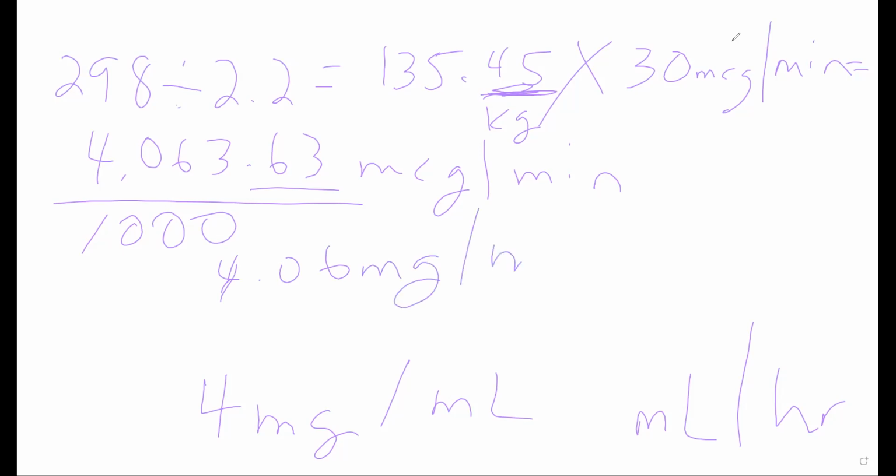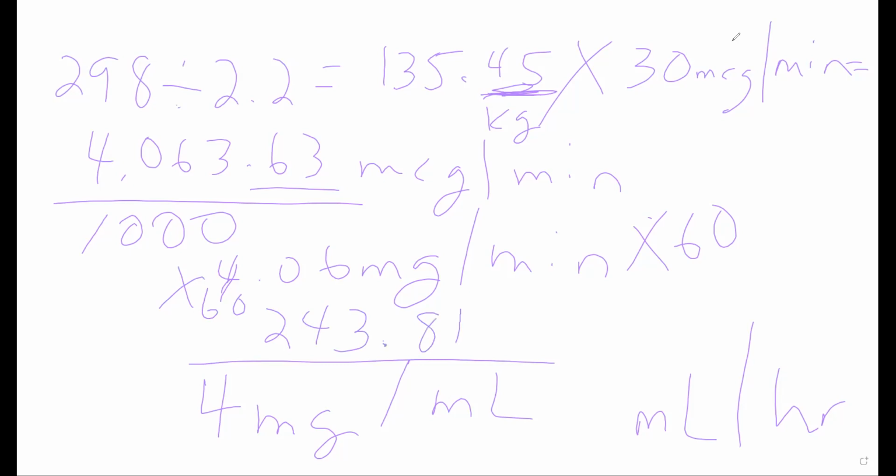Milligrams per minute. We still need to be in hours, right? So now we got to multiply both sides by 60 to convert this minute to an hour and this to an hourly rate. So 4.06 times 60. And that should have gave you 243.81 milligrams per hour. Again, this is infinity.